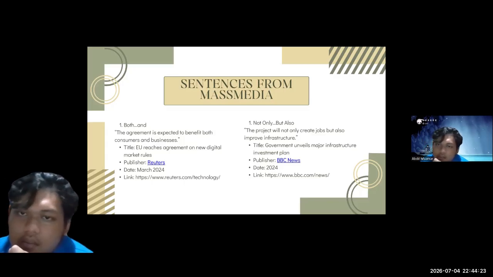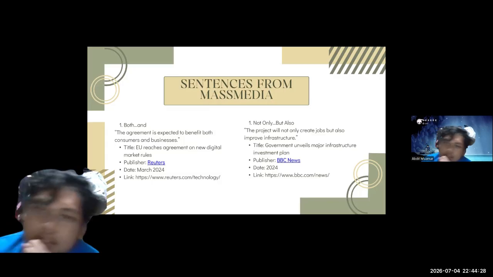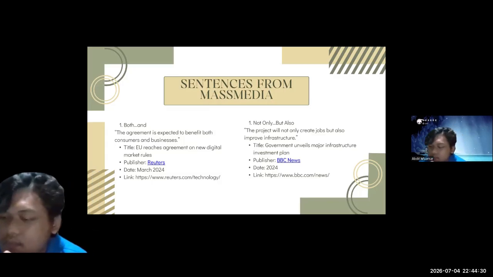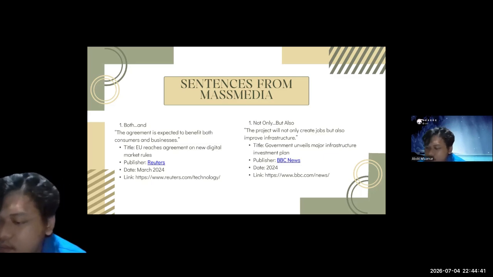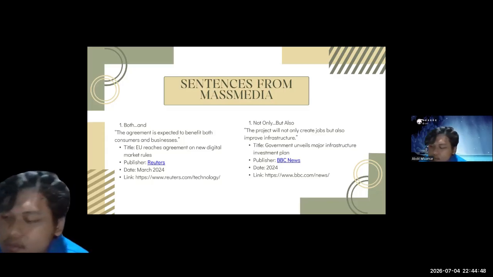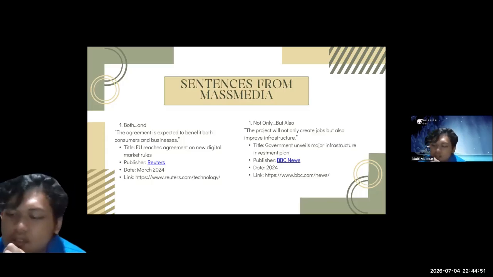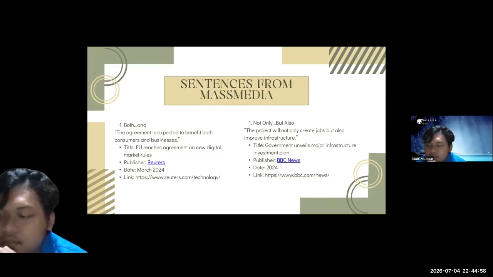And last, not only but also. The project will not only create jobs but also improve infrastructure. The structure is not only plus verb phrase plus but also plus verb phrase. The function is add a second benefit while emphasizing that the project has multiple positive outcomes. The meaning is the project has a dual impact, employment generation and infrastructure improvement.